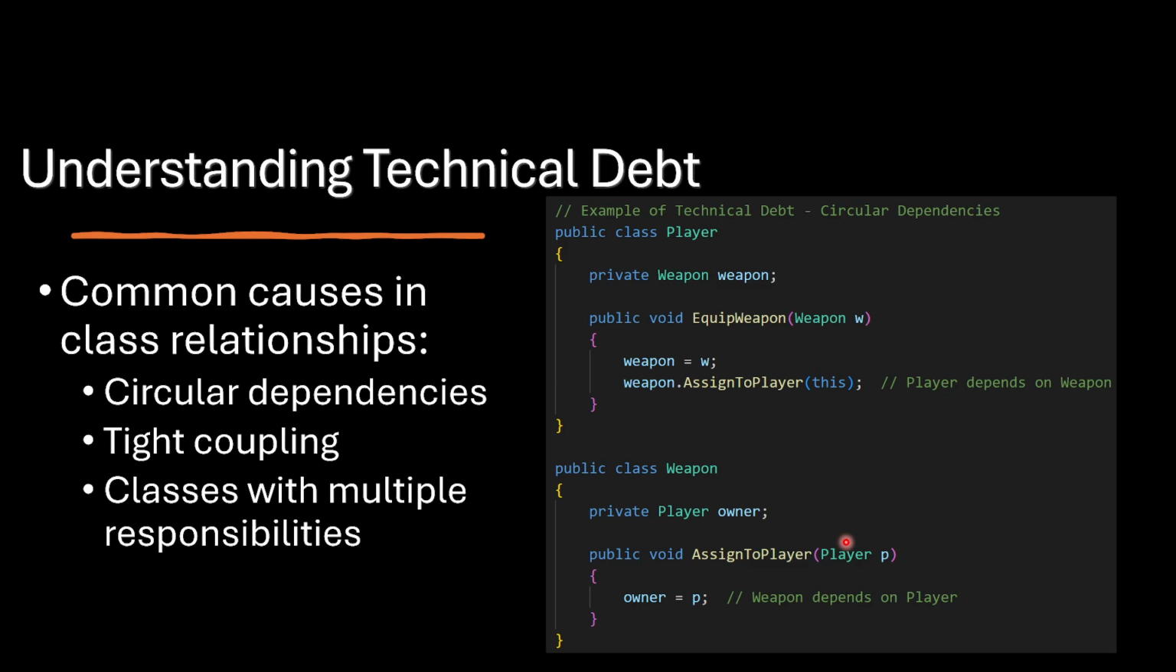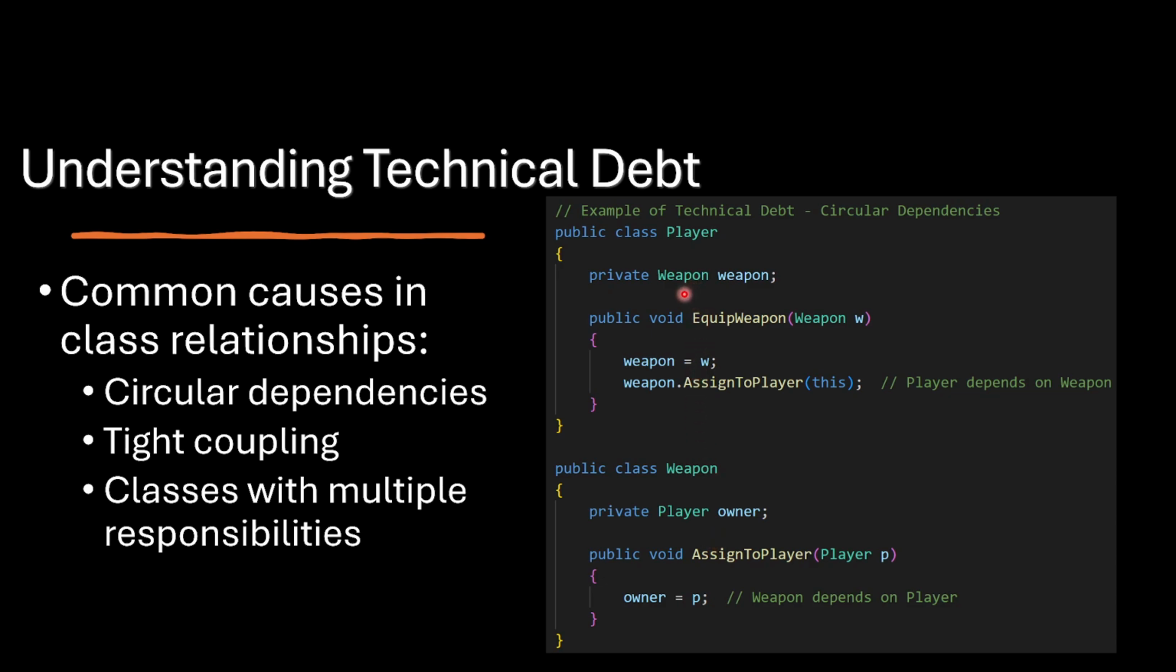In programming, particularly with class relationships, technical debt shows up often in several ways. The first way is circular dependencies. This is when two classes need to know about each other. In our example here, the player needs to know about the weapon, and the weapon needs to know about the player. This creates a tangled mess that's kind of hard to change, like two pieces of string tied together in knots. This is sometimes necessary.